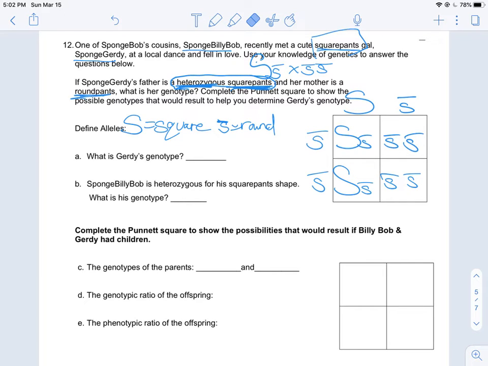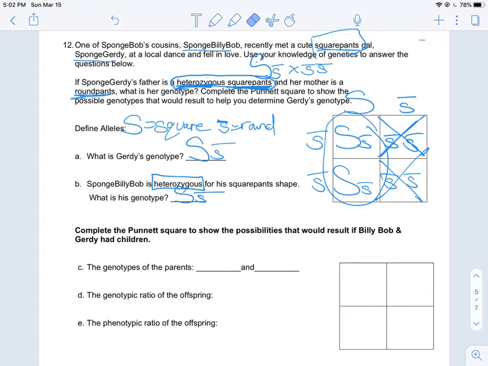All right. Well, I can automatically get rid of 2 of these genotypes. I know she cannot be homozygous recessive because Sponge Gertie has square pants. So that only leaves the possibility of her being a heterozygote. So Sponge Gertie has to be big S, little s. And now it says that Sponge Billy Bob is heterozygous for his square pants. Well, if he's heterozygous, I know that he has a big S and a little s.